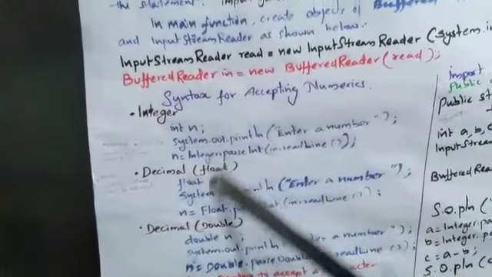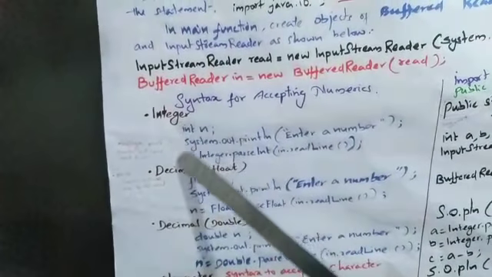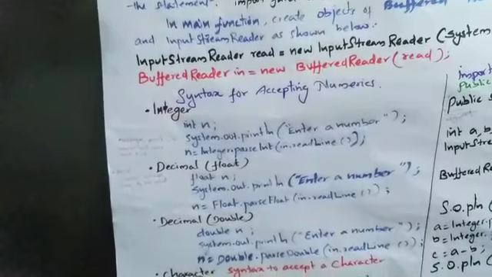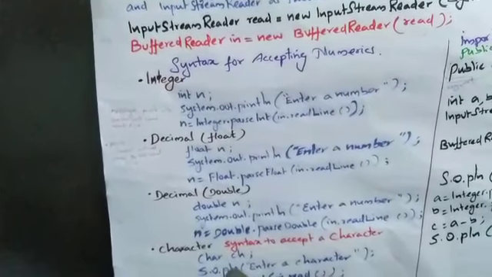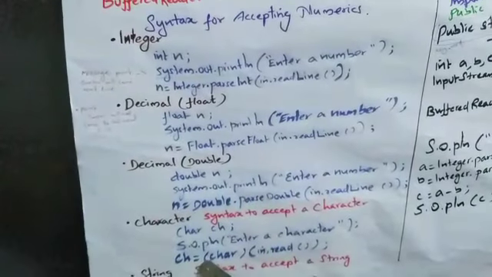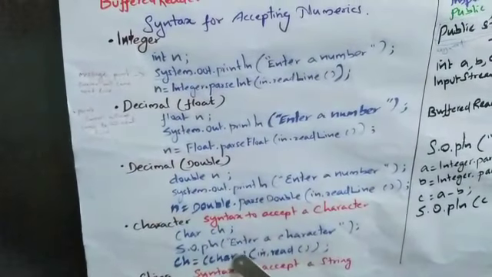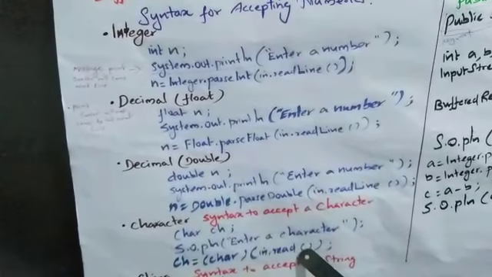Now which data types are you using here? Primitive data types: integer, float, double. Now we are using character. What was that? Char ch, System.out.println enter a character, and ch is equal to charAt, open and close bracket, then open a bracket here to write in.readLine.